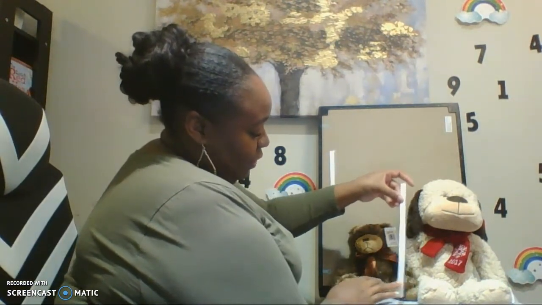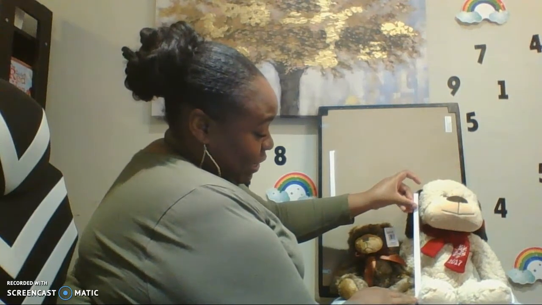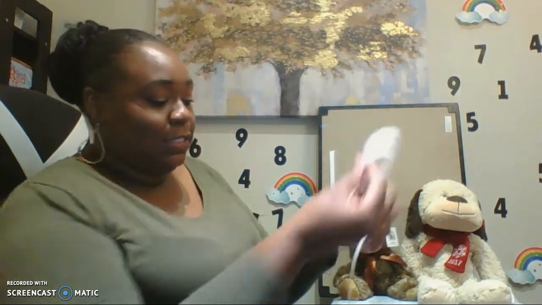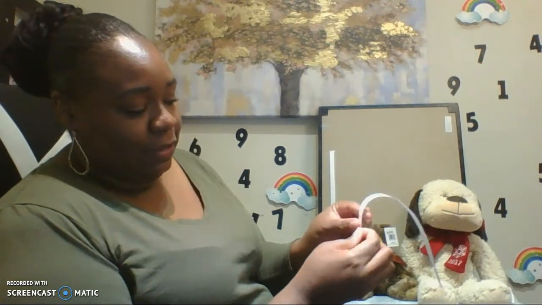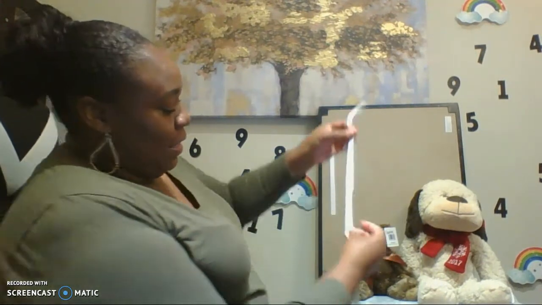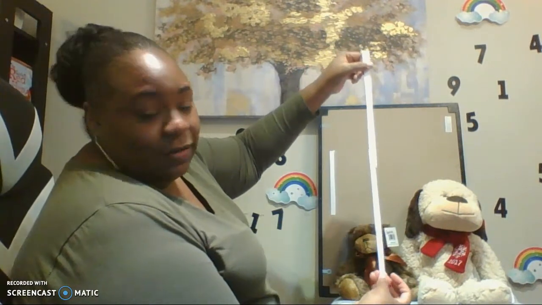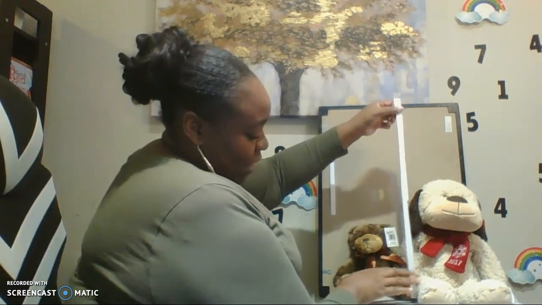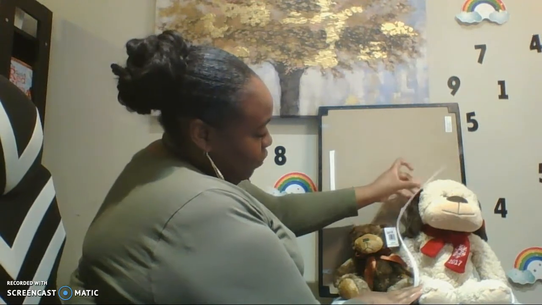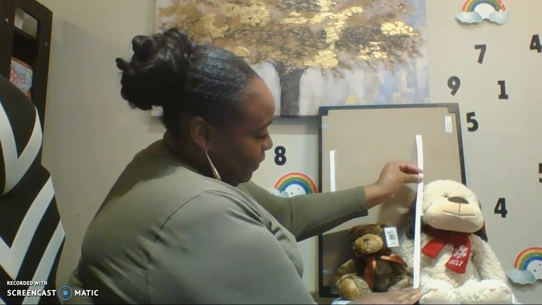Now I'm going to measure Chance. Uh-oh. Look, my paper's not long enough. So I'm going to attach another strip of paper to my paper with a piece of tape. Okay. I'm just taping that together. And now, is it long enough to measure? Yes. So I'm going to start right here by Chance's leg, and I'm going to fold the papers at the top of his head, just like that. Okay. So that's how long Chance is.